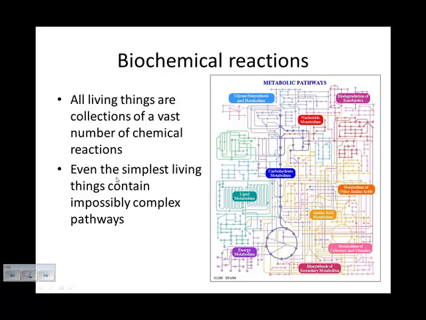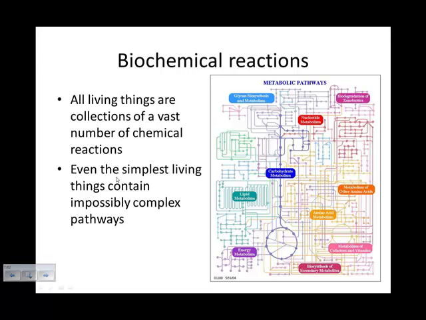So biochemical reactions. Living things to a biochemist are nothing more than sums of chemicals that react in coordinated ways. So living things are collections of vast numbers of chemical reactions. These chemical reactions can sort of be mapped out here. Can you guys see this? It looks kind of like a subway map that is far more complicated than the T, more complicated even than the New York subway or the London Underground.